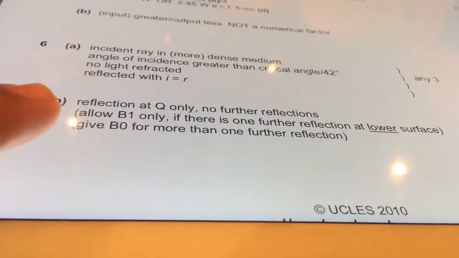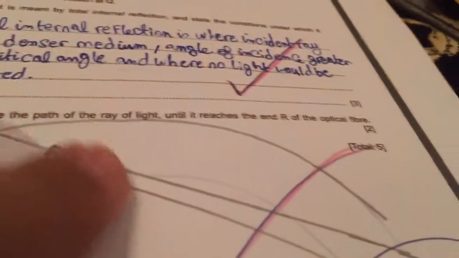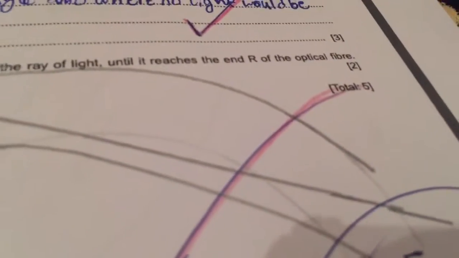Let me check the mark scheme for you. Reflection at Q only, no further reflections. I did it at Q only. There are no further reflections, as you can see. Those are just some traces from the things I deleted. Anyway, let's continue because my battery is about to die.